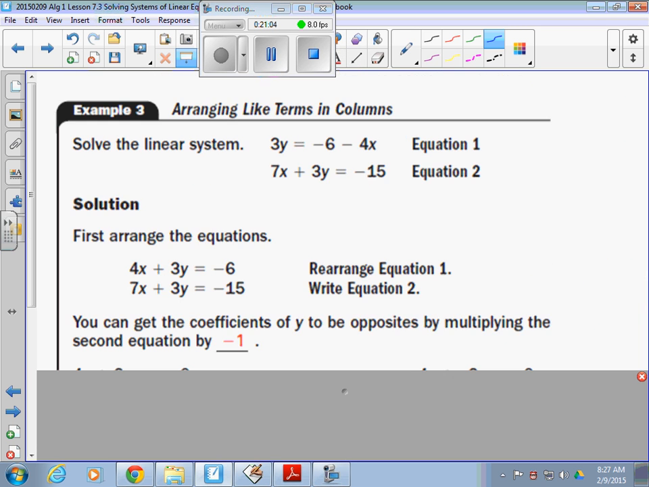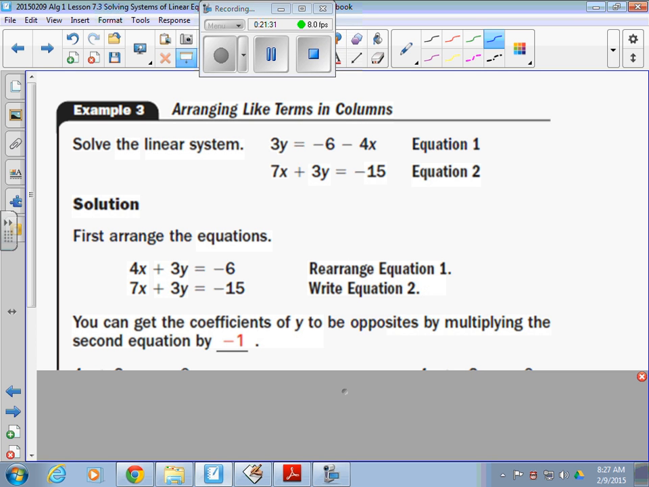We're going to skip the checkpoint. Example number 3 is arranging like terms in columns. 3y equals negative 6 minus 4x. 7x plus 3y equals negative 15. Notice again, your x's and y's are not on top of each other. Your constants are not on top of each other. So you have to move one or both equations to make them stack on top of each other. Probably just one of the equations.